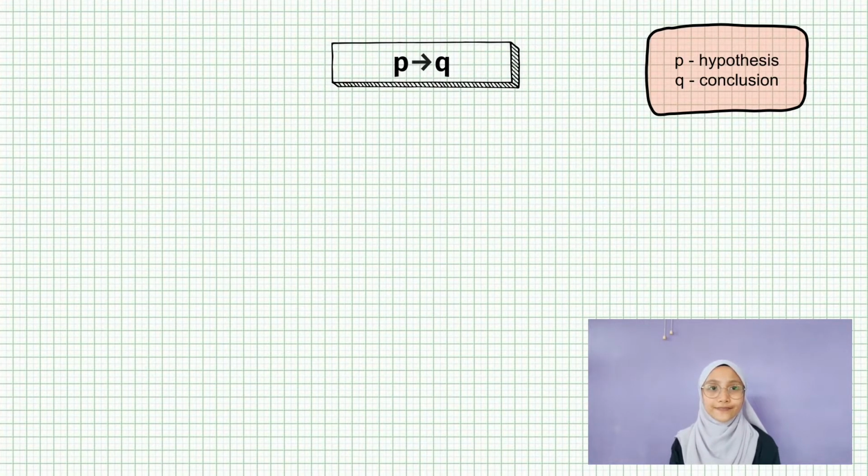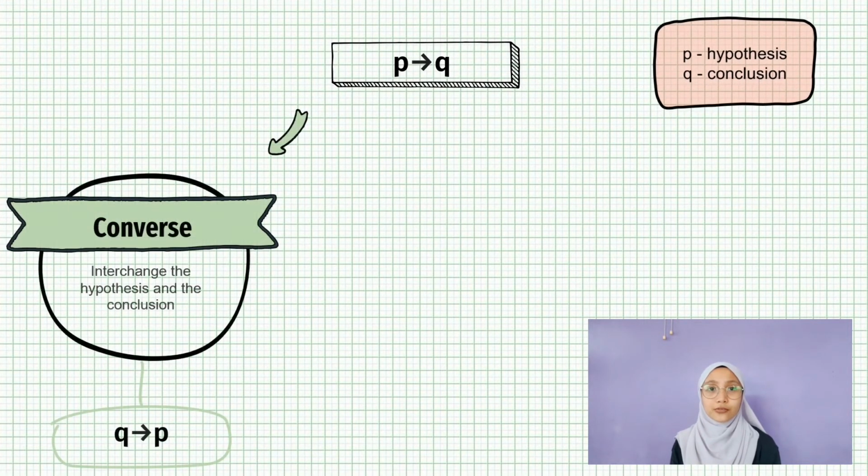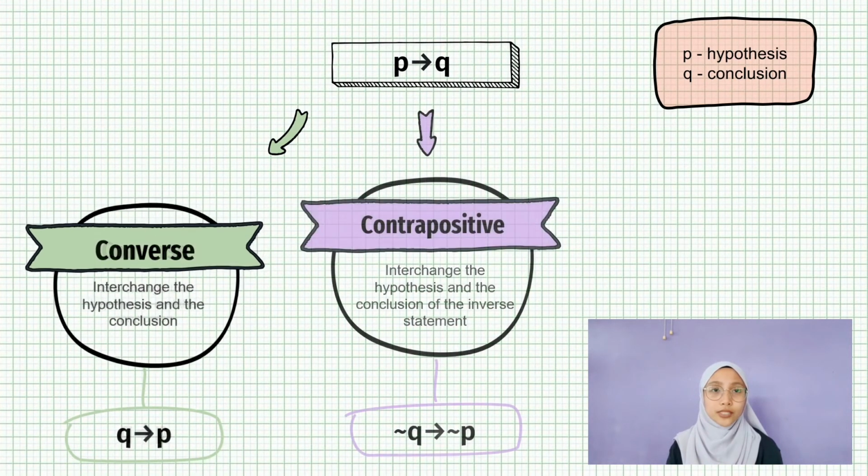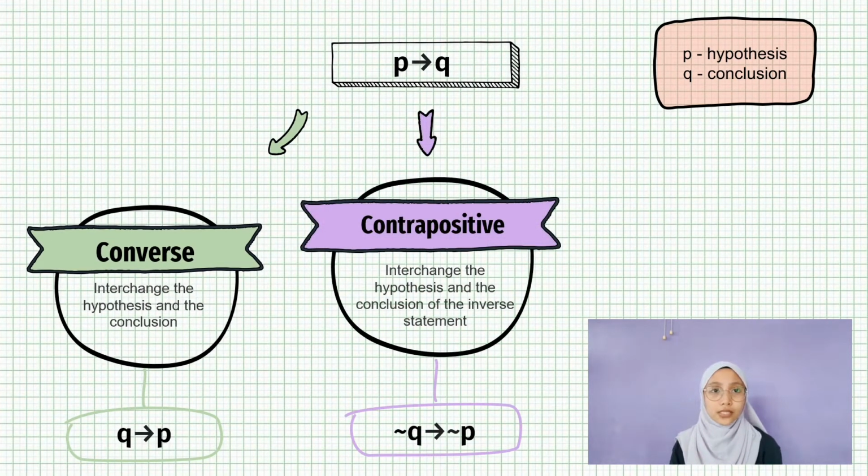Let's see. Firstly, converse. To form converse, we have to interchange the hypothesis and the conclusion. So the converse for P implies Q is Q implies P. Next, contrapositive. So for contrapositive, we have to interchange the hypothesis and the conclusion of the inverse statement. So the contrapositive for P implies Q is negation Q implies negation P.